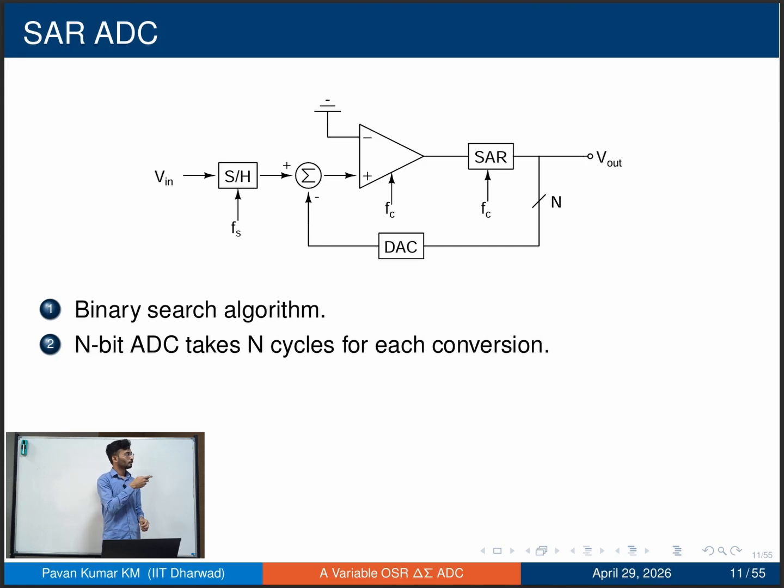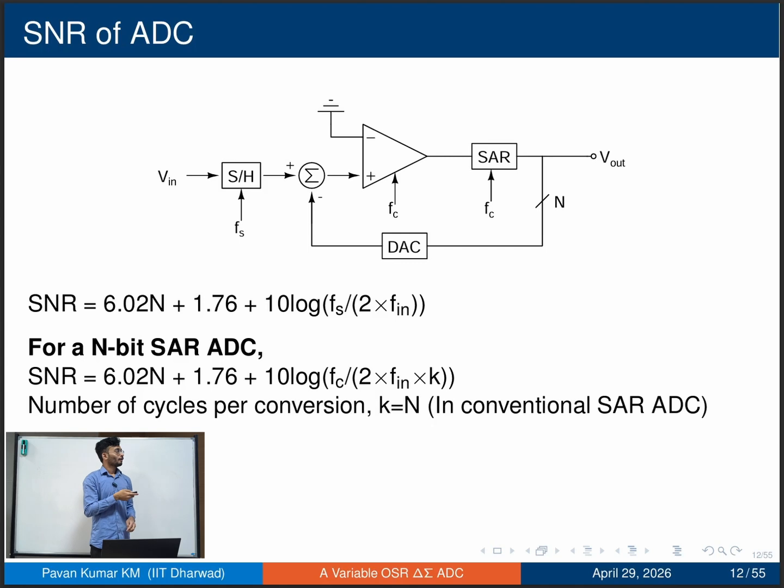Now we will go through the SAR ADC working briefly. It basically works on a binary search algorithm. It is an iterative method. So an n-bit SAR ADC will take n cycles for each conversion.